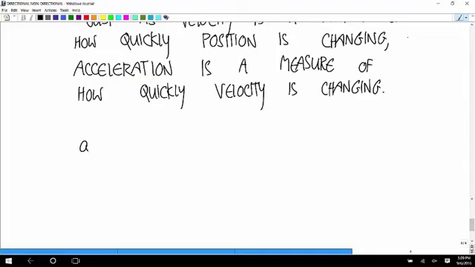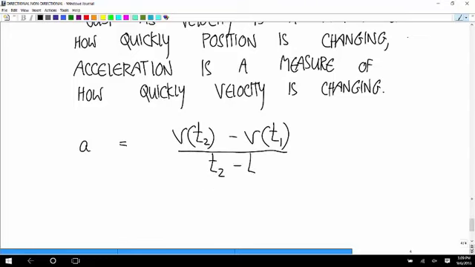So acceleration is the velocity at a later instant t2 minus the velocity at an earlier instant t1, divided by the later time minus the earlier time. The form of that equation is exactly the same as the form for average velocity.